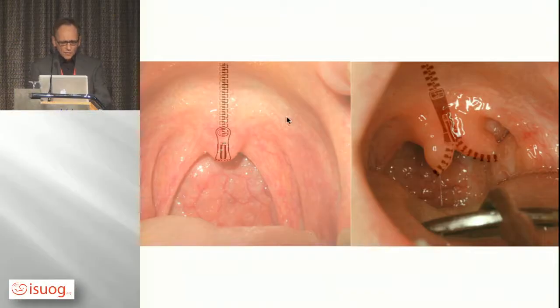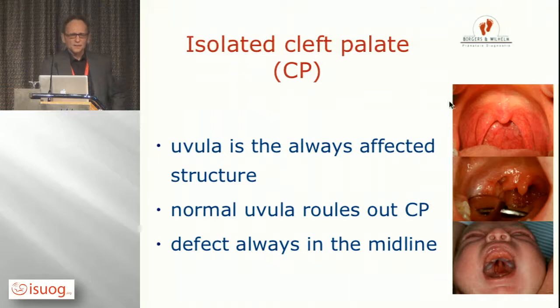So, the normal condition is a completely closed zipper, here hard and soft palate ending with the uvula. In cases of isolated cleft palate, the zipper is more or less closed. The mildest form is the almost completely closed zipper, only affecting the uvula, bifida uvula. So, you see, the always affected structure in all cases is the uvula. And the other way around, that means a normal uvula rules out isolated cleft palate. Another point, please memorize this, I come back later: the defects of the soft palate are always lying in the midline.